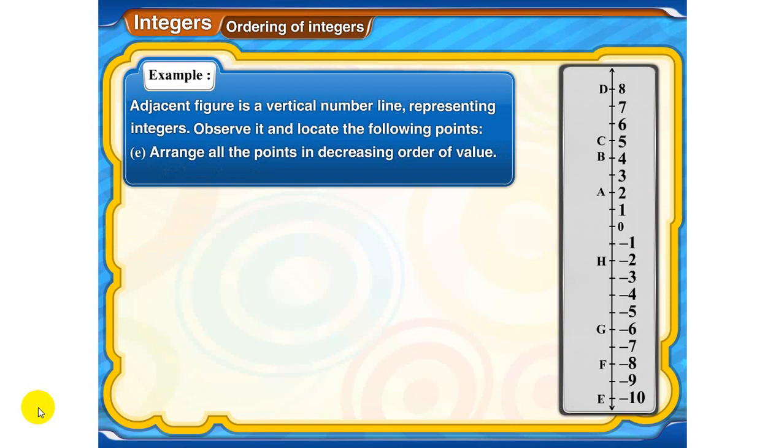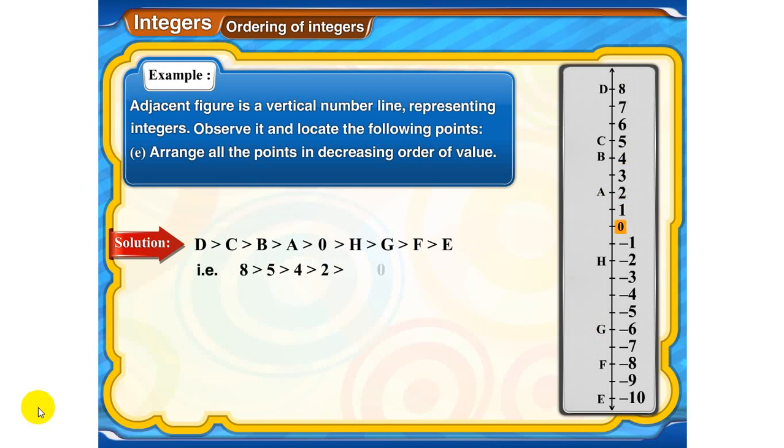E. Arrange all the points in decreasing order of value. Answer: Decreasing order of all the points is D is greater than C, which is greater than B, which is greater than A, which is greater than 0, which is greater than H, which is greater than G, which is greater than F, which is greater than E. That is, 8 is greater than 5, which is greater than 4, which is greater than 2, which is greater than 0, that is greater than -2, which is greater than -6, which is greater than -8, and that is greater than -10.